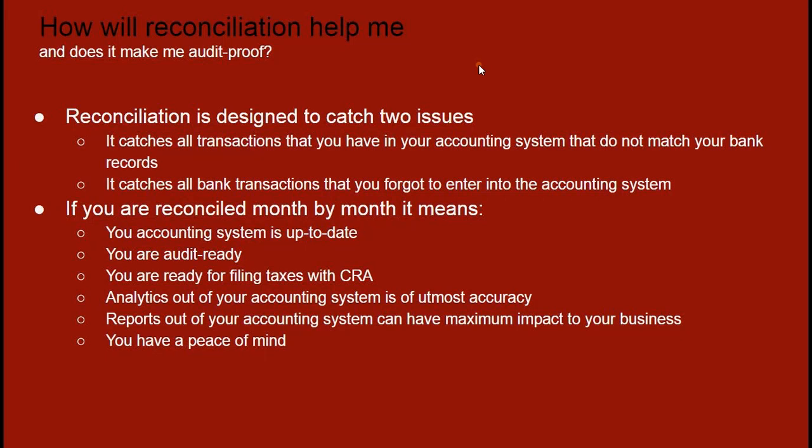Of course, the reconciliation, we believe, is designed to catch two primary problems. It ensures that you catch all the transactions that you have in your bookkeeping system, or your accounting system, or your record keeping system, that do not match your bank records. Okay, that's number one. Number two is, of course, it catches all of the bank transactions that you forgot to enter into the bookkeeping system. So it's in the bookkeeping system, it's not in the bank system. It's in the bank system, it's not in your bookkeeping system. Okay? That's about the only thing that you're going to discover if there's a mismatch.